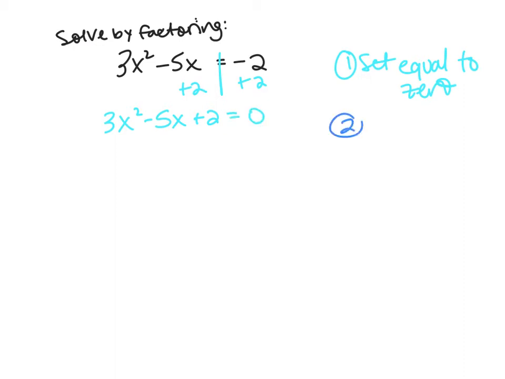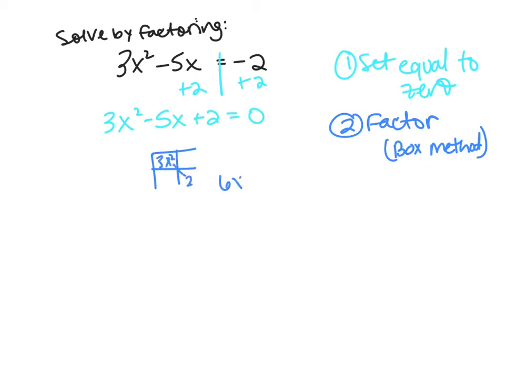Once you have it equal to 0, then the whole goal is to factor so that you turn this big 3 pieces of addition into multiplication. So to factor, that means the box method. So we fill in our 3x squared and our 2, multiply those, 6x squared, so we're looking for factors of 6 that add to negative 5. So our only choices are 1 and 6, or 2 and 3.